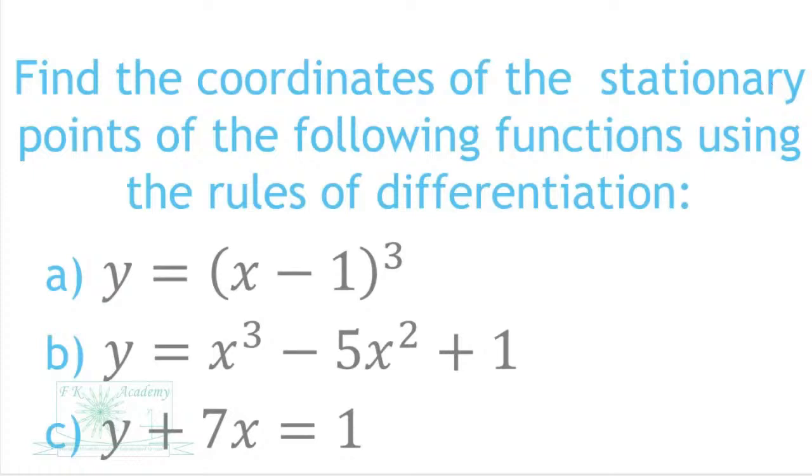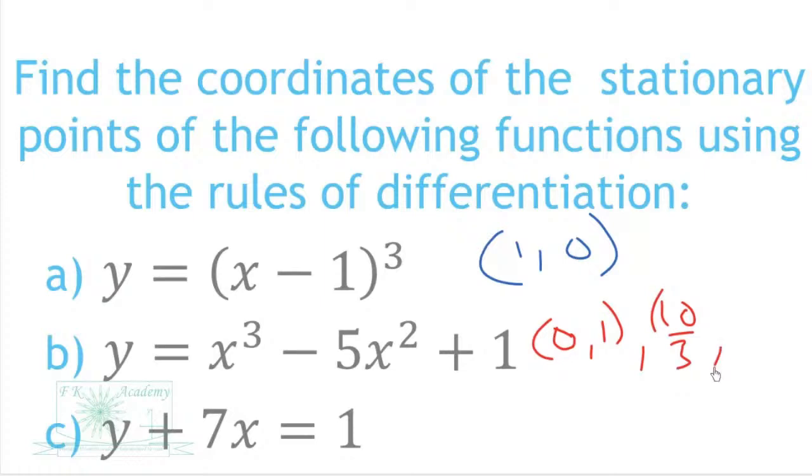We found the stationary point of the first to be 1, 0. Then for the second, we had 0, 1, and 10 over 3, negative 473 over 27. Then over here, the stationary point, there's none. So in the next video, we will look at concavity and point of inflection.